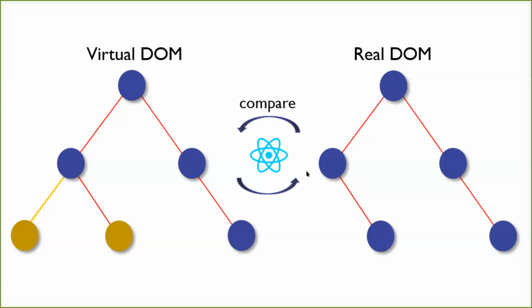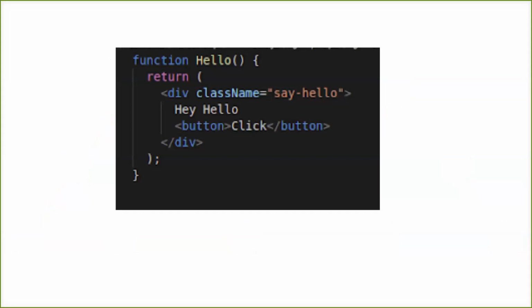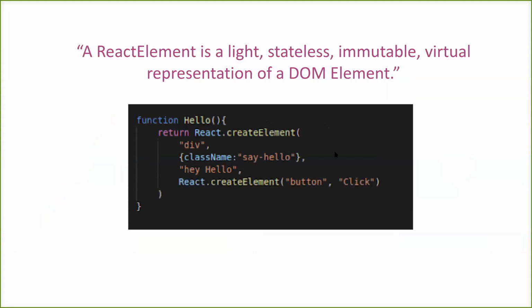So just to give you a code overview of this, suppose you have a basic functional component in your React. You return the HTML part, so it's called JSX. You have a div, you have a class name to it, you have some kind of children, hey, hello, then you have a button. Now what React does is change it into something called a React element.